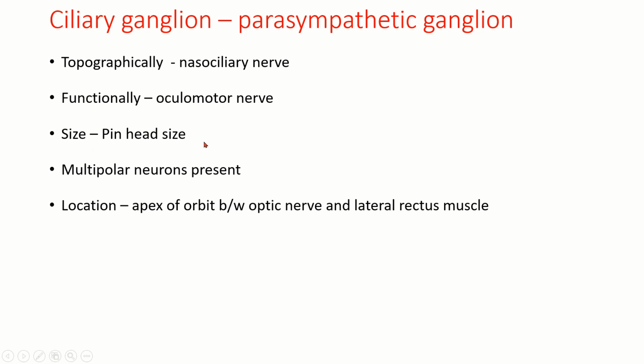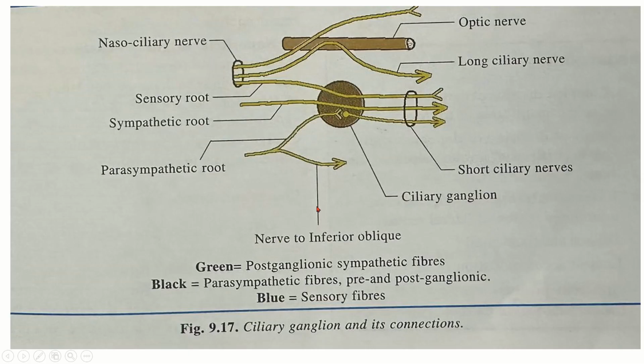The size is pinhead size. It has multipolar neurons. It is located at the apex of the orbit between the optic nerve and the lateral rectus muscle.